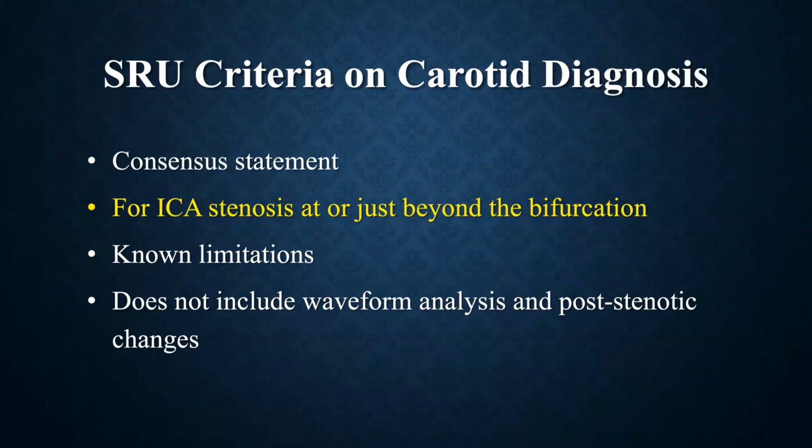So remembering that the criteria are from a consensus statement, we also should recognize that these criteria are only intended for measuring ICA stenosis at or just beyond the bifurcation. Not in the common, not in the vertebral, not anywhere else. It's just intended for the ICA stenosis near the bif. So it has its known limitations. And the other issue about the SRU consensus criteria is it doesn't include waveform analysis and post-stenotic changes, which I think are very important, something you should be looking at.